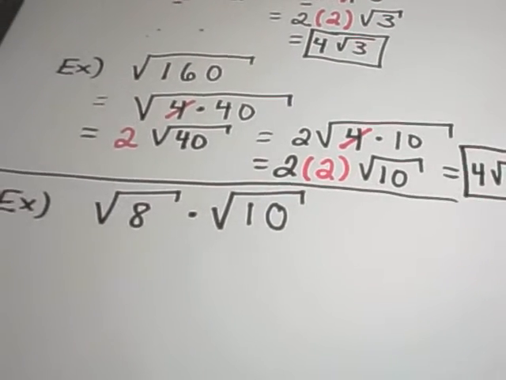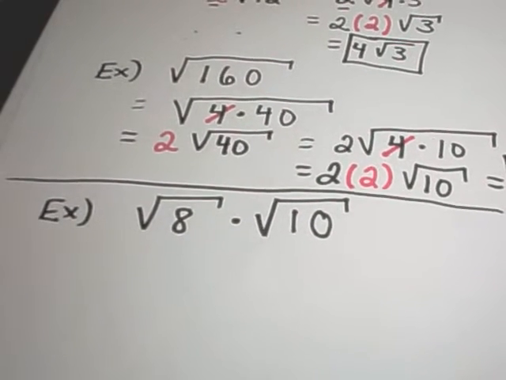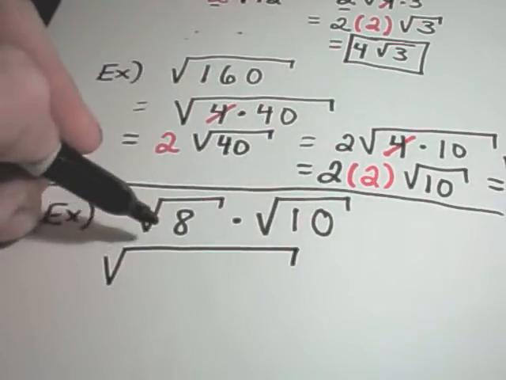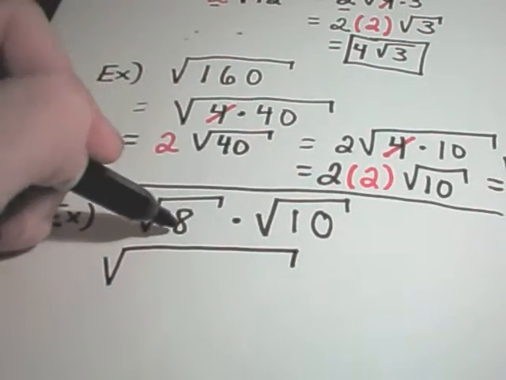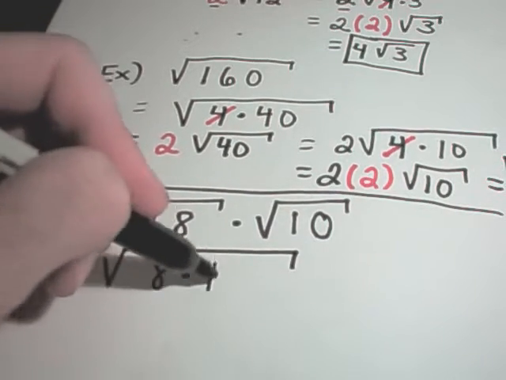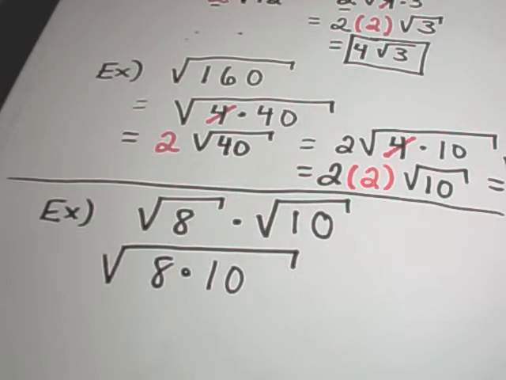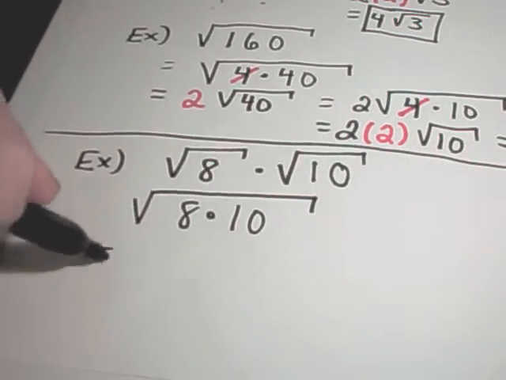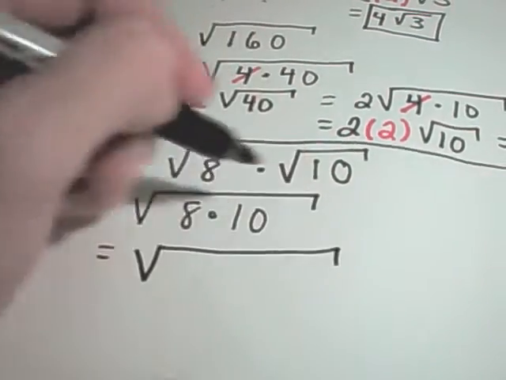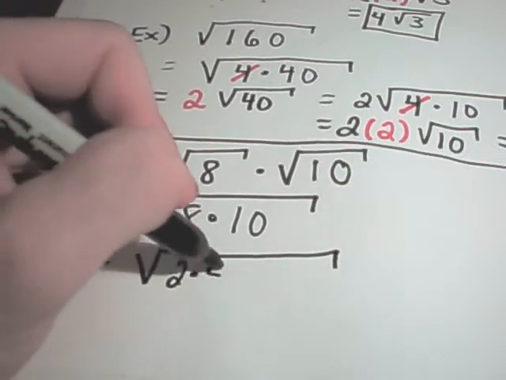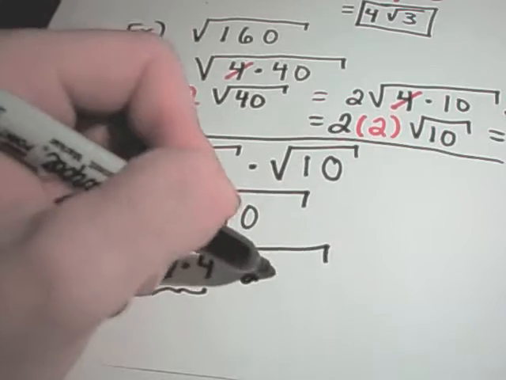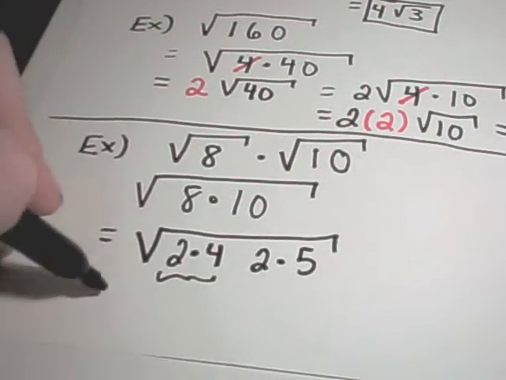Okay, so here we've got square root of 8 times square root of 10 in our next example. So neither one of these I can take a square root of, but we can put them under the same square root. And I don't multiply them out because you're going to want to start breaking them down in any case. So I can write 8 as 2 times 4, so there's my 8. I can write 10 as 2 times 5.